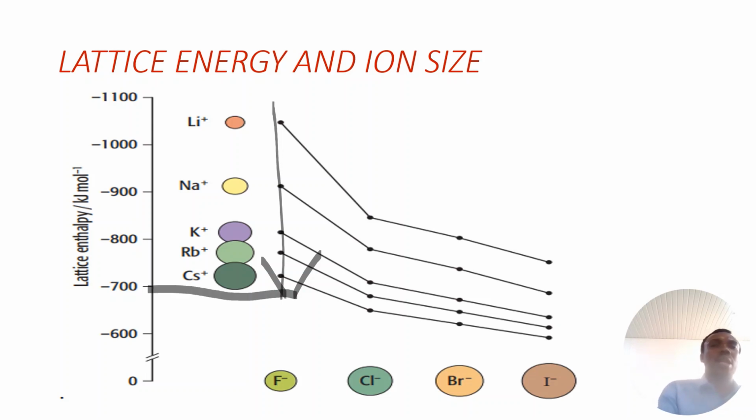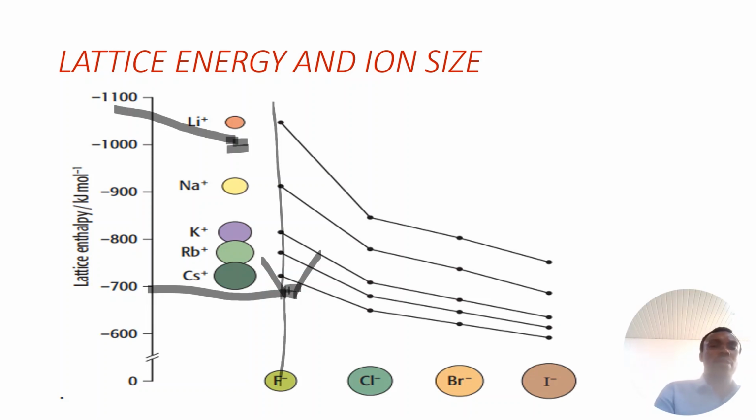You can see that lithium has the smallest ionic size, and it has the greatest what? Lattice enthalpy. It becomes the most exothermic. So as the ionic size decreases, the lattice energy becomes what? More exothermic. The same thing for the fluoride.